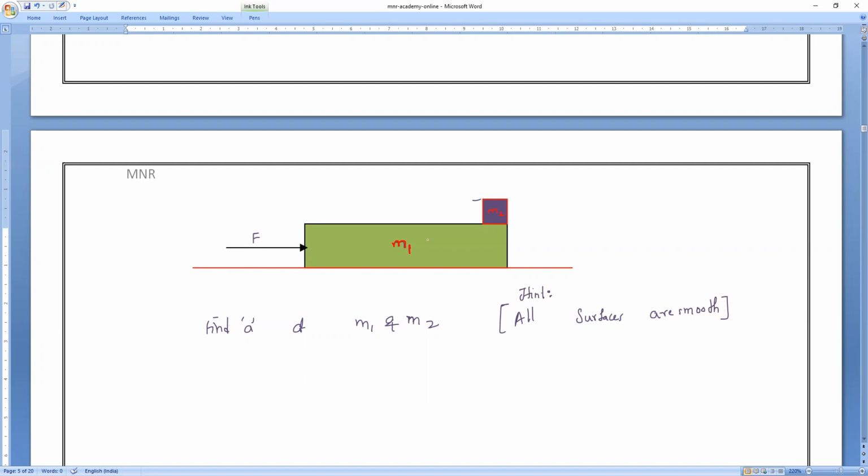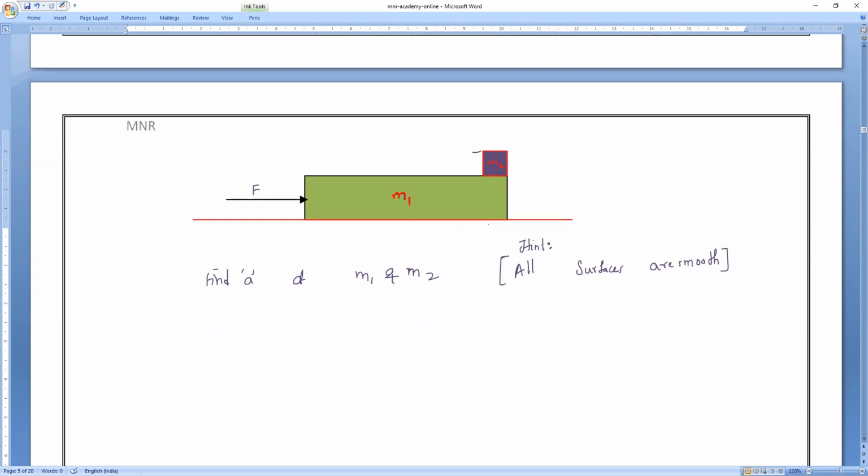I'm giving you only 1 minute, the meeting is going to end. Do it fast and then I'll teach. Make it fast, everybody. Find the acceleration of M1 and M2. What is the answer? Just now we have solved also. So what is the answer?